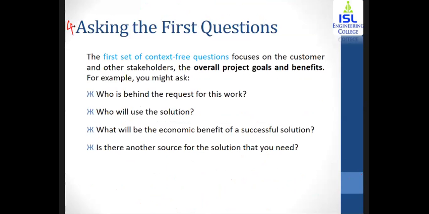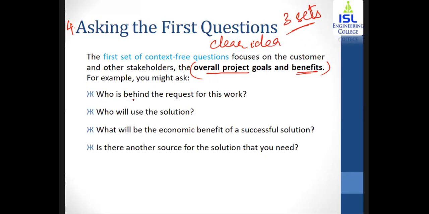The fourth one is asking the first questions. Within asking the first questions, you're going to have three sets of questions that are going to be asked. We'll see what the three different sets of questions are. The first set is context-free questions, which focus on the overall project goal and benefits. You're going to identify these so that you get a clear idea of the goal of the software you're developing, and the different benefits that can be achieved when the software is built.